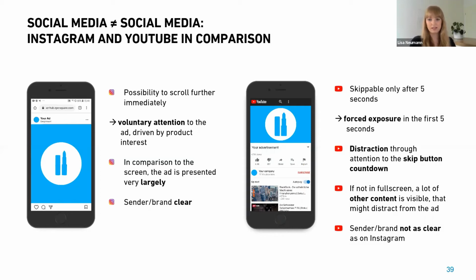And now let's have a look at YouTube. The YouTube ads are only skippable after 5 seconds, and that means in the first 5 seconds there's a forced exposure for the respondents. Plus, many viewers get distracted by the skip button and its countdown, and we will look at the magic of the countdown in a minute. Another potential distraction on YouTube is other visible content. And lastly, if you compare it to Instagram, the brand is not as clear on YouTube.